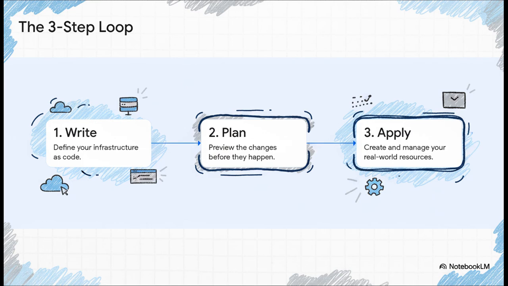So here's how it works. First, you write. You just define what you want as code. Simple. Then, and this is the crucial part, you plan. Think of this as a preview, a dry run. Terraform shows you exactly what it's about to do before it does it, and only when you're happy with that plan, you apply it. And poof, your infrastructure comes to life. It's that loop that makes everything so safe and predictable.